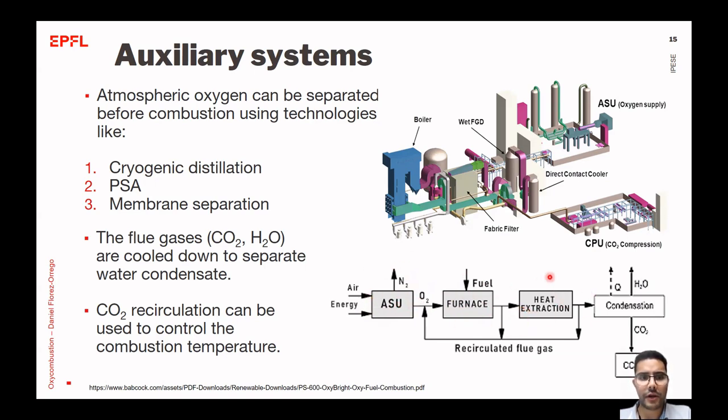After the waste heat recovery, the flue gases are cooled and separated in a condensation process where the CO2 gas is separated and further treated in the carbon purification unit. The CO2 can also be recirculated in order to control the temperature of the oxycombustion furnaces.